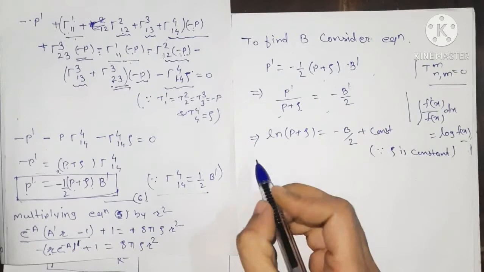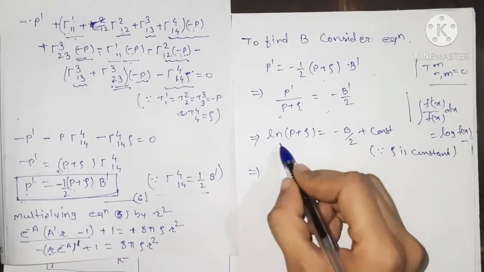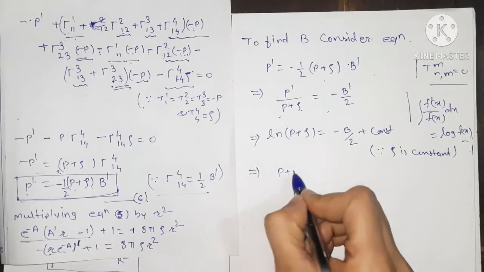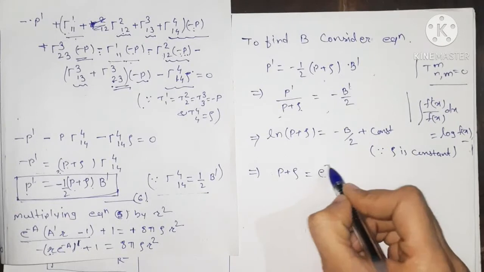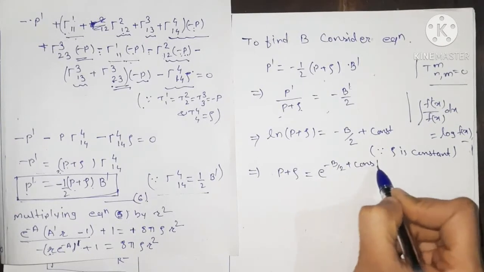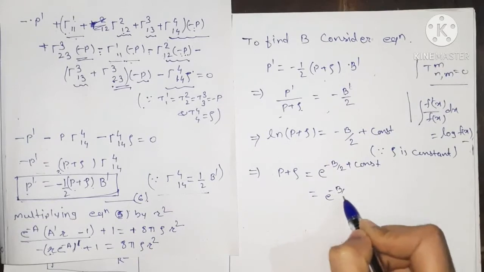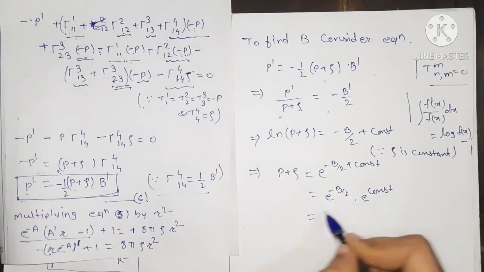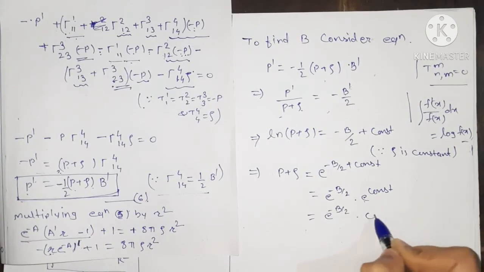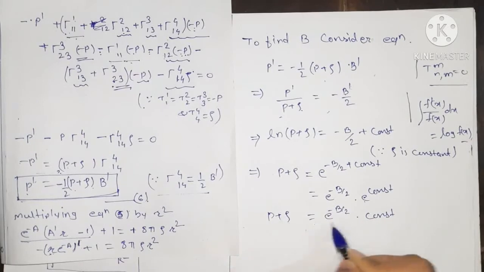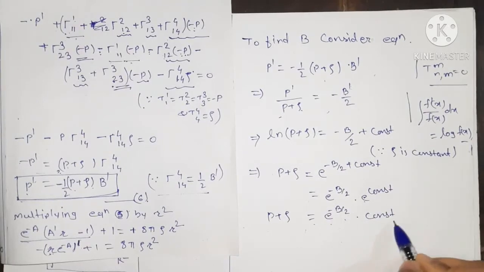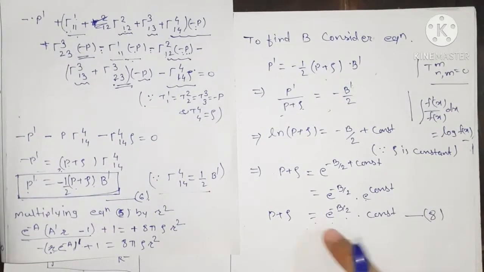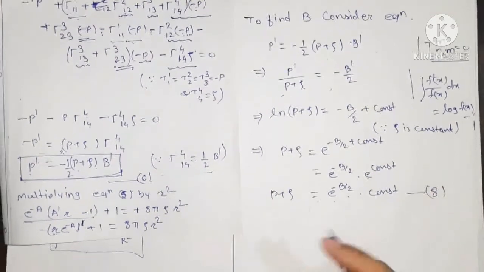Now we can take the exponential on both sides, so the exponential and the log get cancelled, and we have p plus rho is equal to e to the power minus b upon 2 plus constant, that is equal to e to the power minus b upon 2 into e to the power constant. Since e to the power constant is again a constant, p plus rho is equal to e to the power minus b upon 2 into constant. We continue the equations from the last lecture, so we give this equation number 8.